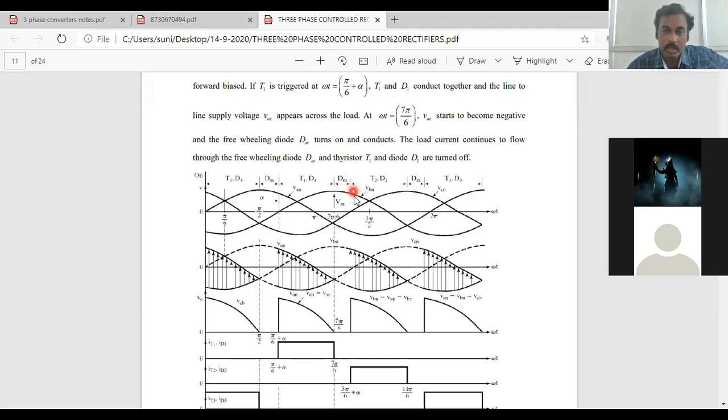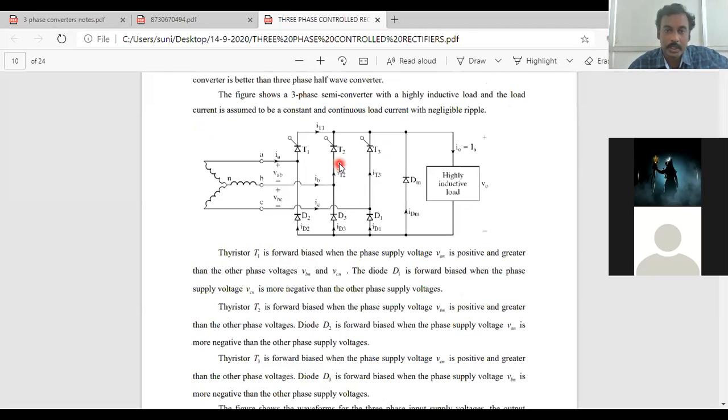So it is going to be blocked. After that, what is going to be done? Again, T2 and D2 come into conduction. T2, D2 come into conduction. So the resultant voltage is going to be T2 B. So you are going to have T2 in conduction.